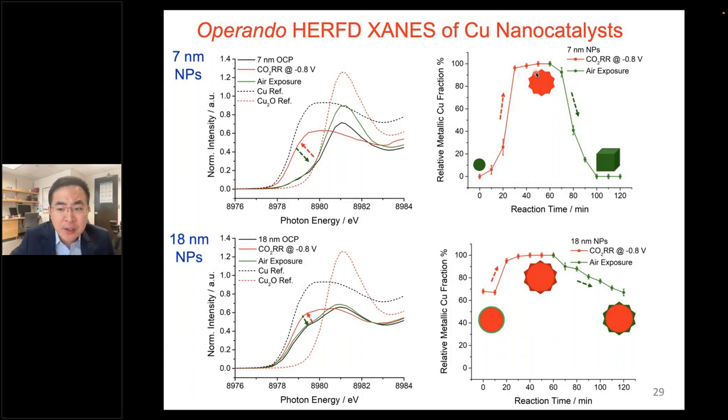This shows that we are seeing fully metallic copper under reaction conditions, with no observation of cuprous oxide, and upon air exposure, it becomes completely oxidized. For the small nanoparticles, the copper is fully accessible for catalysis. For large nanoparticles, there is still a change, but on a much smaller scale, with only the surface 30% being very reactive.